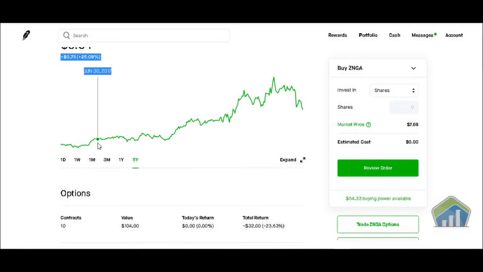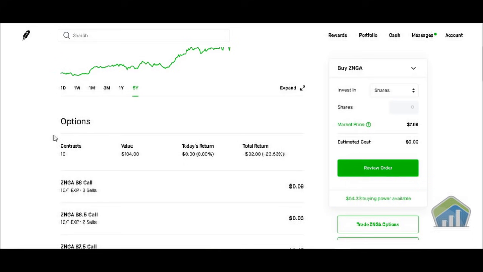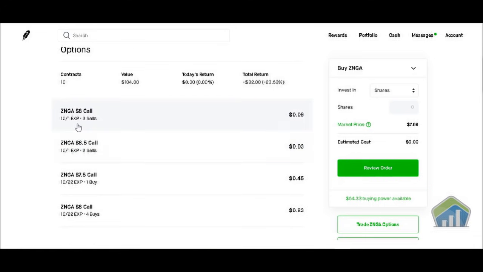So what we want to show you is we have option contracts in place, right? 10 option contracts, says a value of $104. Total return, or today's return, is 0, and total return is negative $32.23, or negative 23.53%. And you can pretty much see what I've done, right?